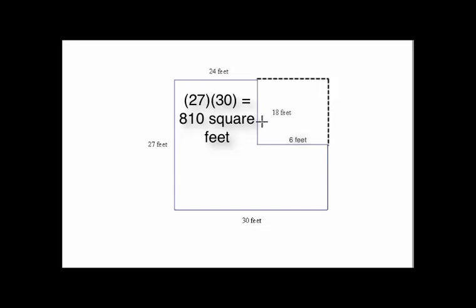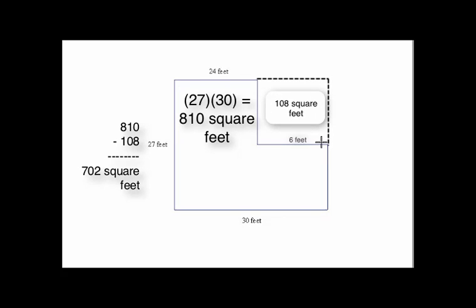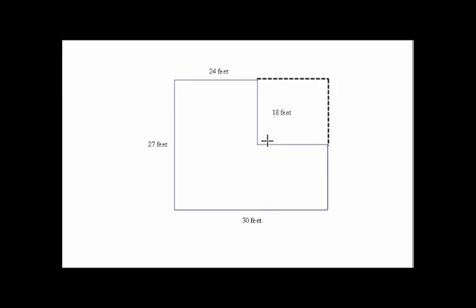But we need to cut this section out. So we're going to subtract the area of this one. Here we know that the height is 18 and the base is 6. So that gives us 18 times 6, which is 108. If we subtract 108 square feet from 810, we get 702 square feet, the same as if we had added the different parts. It really doesn't matter which approach you take, as long as you're comfortable with that approach and you can see what you're doing.